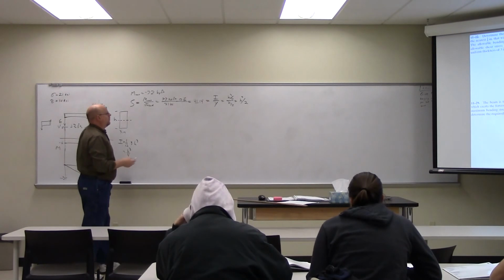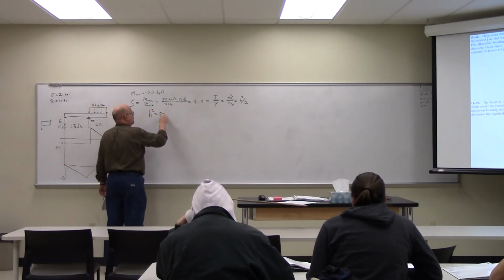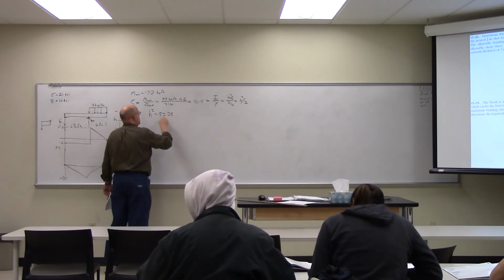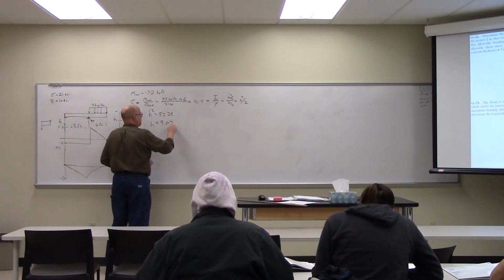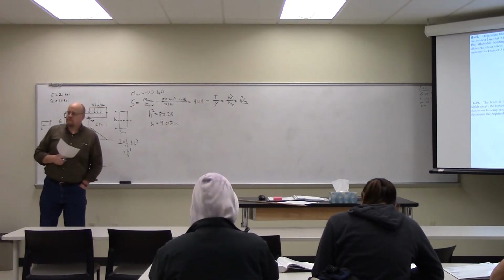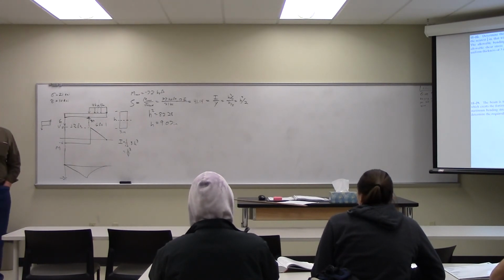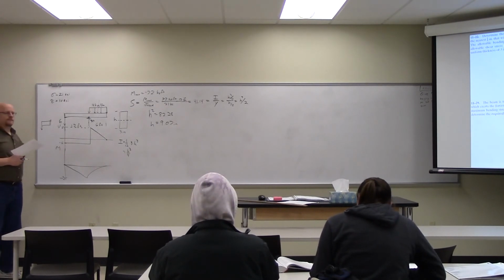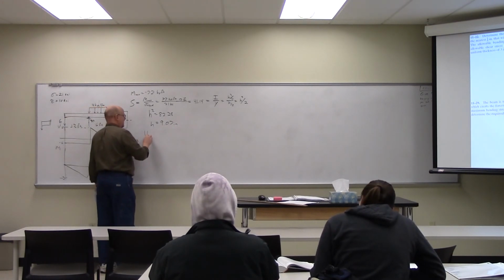Okay, h squared over 2, so h squared equals 82.28, so h is equal to 9.07 inches. All right, am I done? Verify.